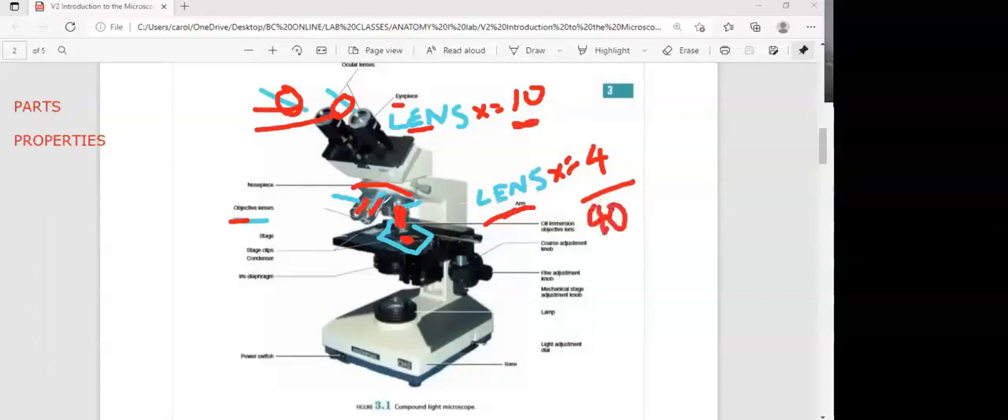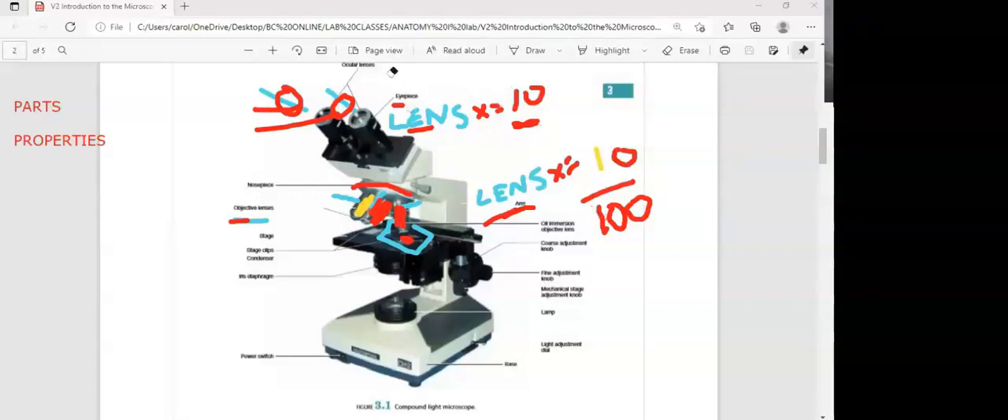If you use this other lens right here, let's say, for example, this one is 40. If this lens is 40, then what would be the total magnification? 40 times 10, that would be 400. Okay, and let's say you change this one to this one, and that one is 10. So instead of 40, that would be 10. Then what would be the total magnification? The total magnification would be 100.